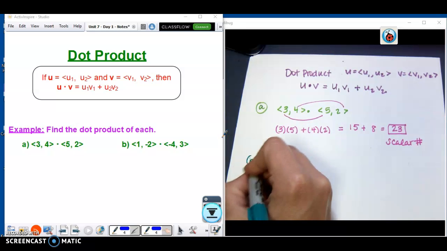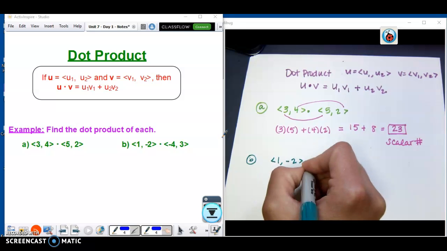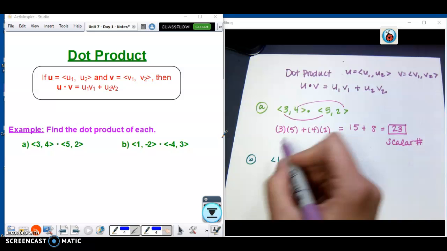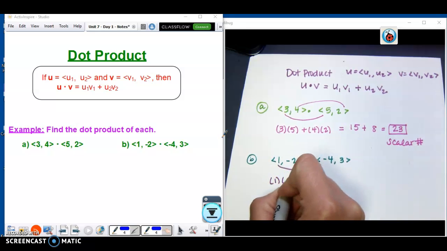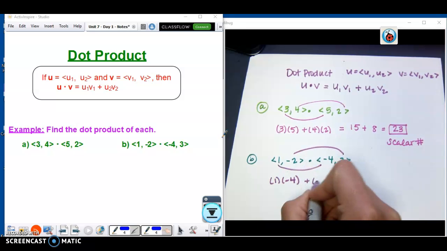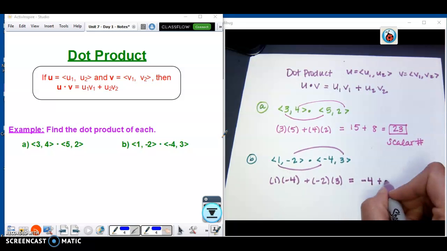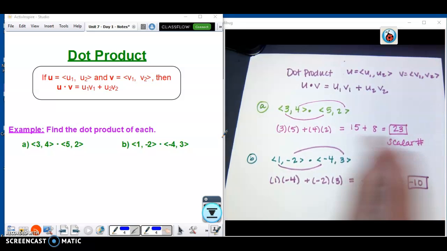So if you look at B, we're going to do the same thing with dot product here. So when you're doing the dot products, you're going to be multiplying this 1 times negative 4 plus this negative 2 times 3. So we'll have negative 4 plus negative 6. So you should end up with negative 10. Okay, so when you add two vectors, you end up with another vector. If you have a k outside, so a scalar number outside, you end up with a vector. But if you do the dot product, so you have a vector times a vector, you end up with a scalar number, not a vector.